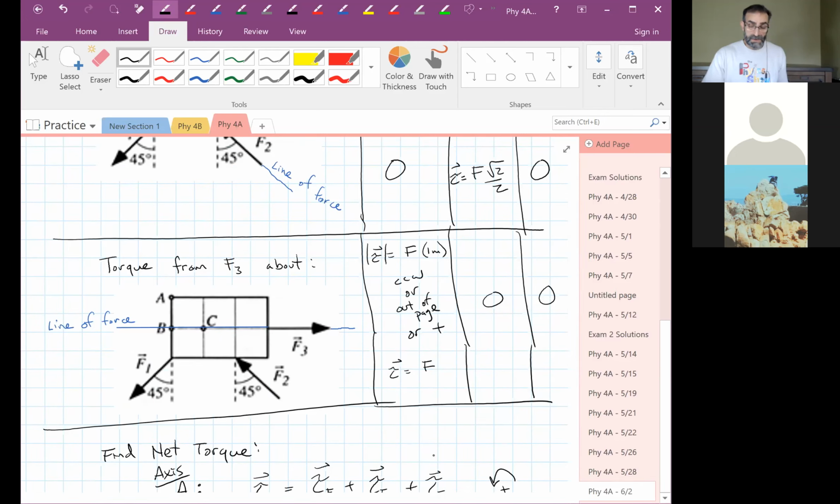I'm not sure if you spotted that when you just looked at this thing, but F3, of course, we spotted that F3 wasn't going to produce any torque, but F1 and F2, it turns out they cancel. F1 is pulling this way, F2 is pushing that way, and those two exactly cancel out about axis of rotation B.